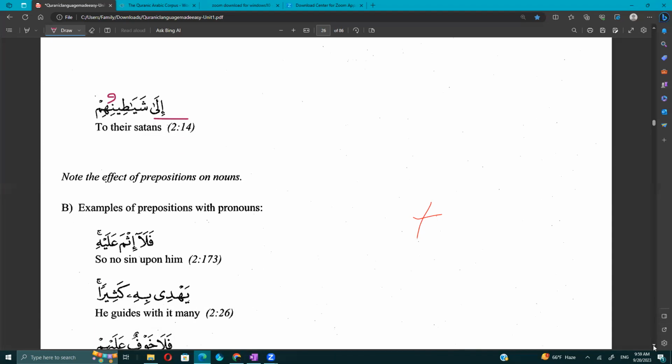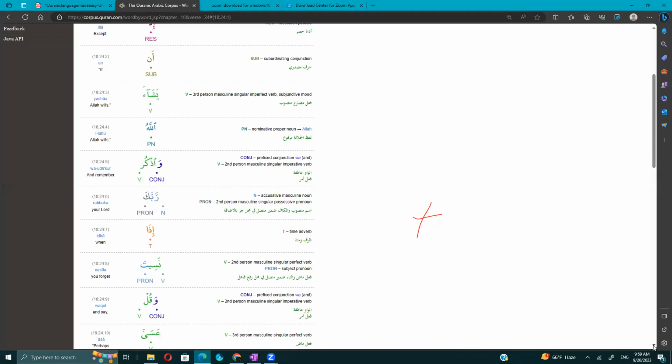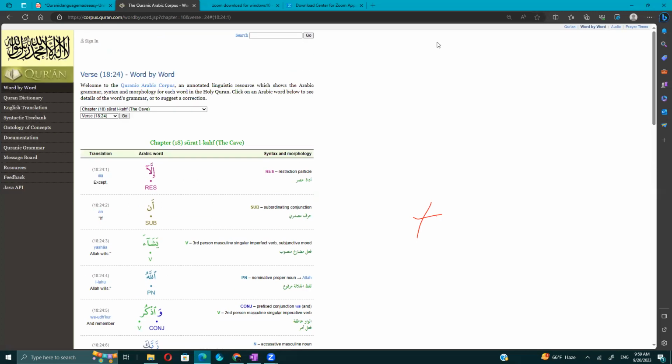Now, let me take some more examples of huruful jar, inshallah. Then we'll have a better understanding, inshallah. And these prepositions have occurred 432 times in the Quran. They are like the most repeated words in the Quran. So let me take some examples.